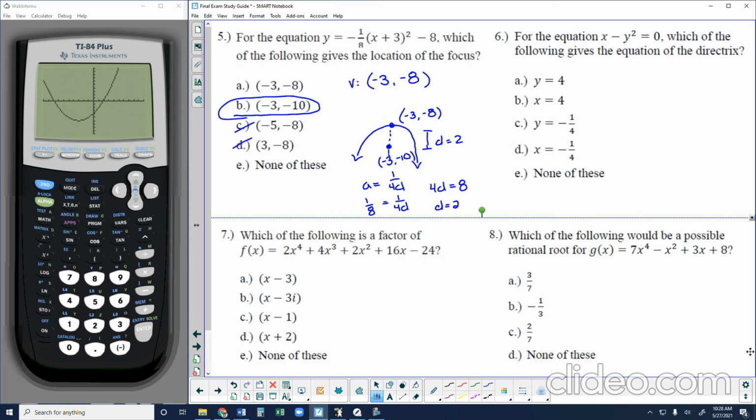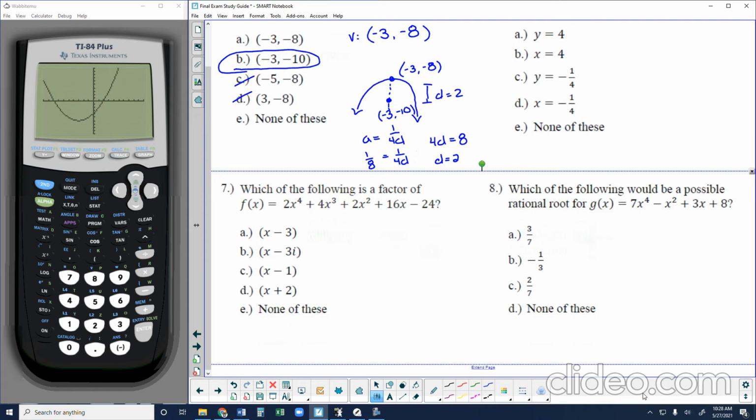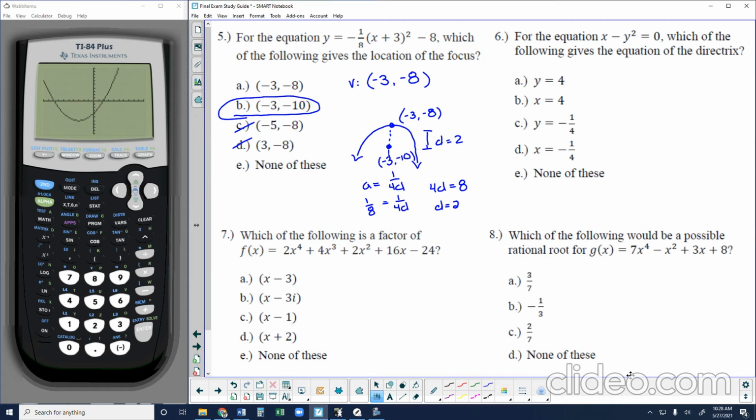In problem 6, it says for the equation x minus y squared equals 0, which of the following gives the equation of the directrix? So in this case, we probably want to rewrite our equation to get x by itself because the y is being squared. So x equals y squared. This is going to be a parabola as there's no horizontal or vertical shifts. A parabola centered at the origin, opening to the right as it is positive. So the directrix is going to be, in this case, behind or to the left of the vertex as it is outside of the parabola.